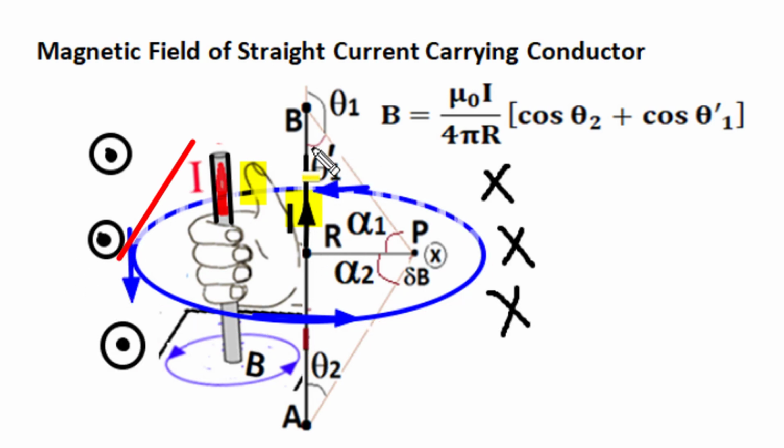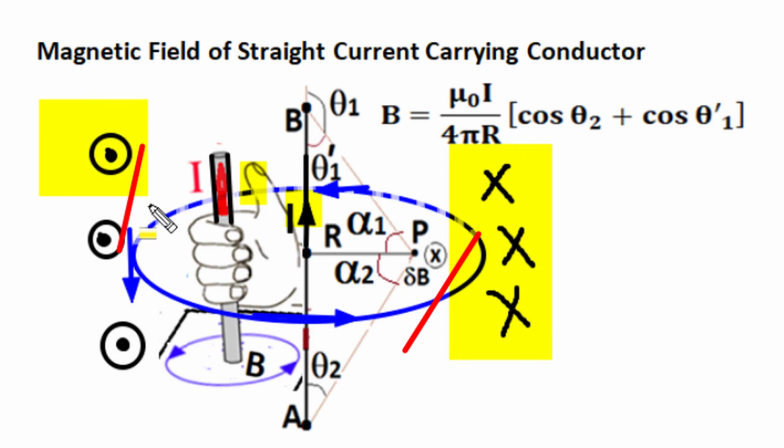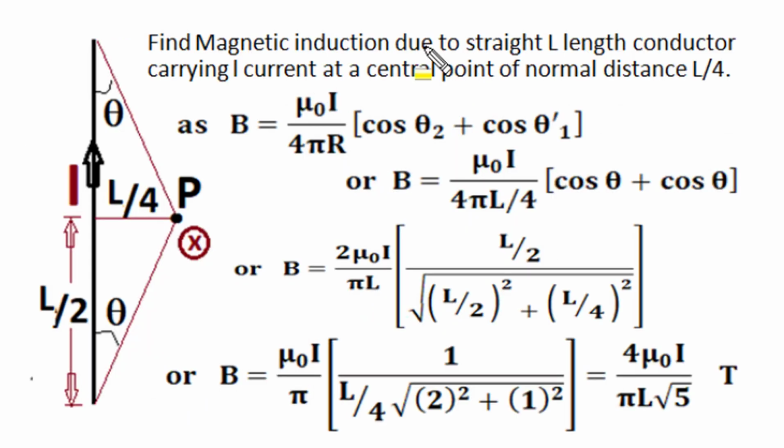So to the right of this conductor, the magnetic field is inward, and to the left of it, the magnetic field is outward. Let us start our applications of Biot-Savart law from a simple textbook problem. We are given a conductor of length L carrying current I, and we have to find the magnetic flux density at its central position, at a perpendicular distance L/4 from it, at point P.